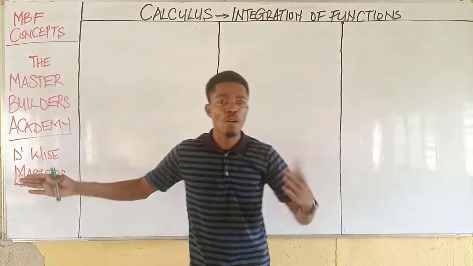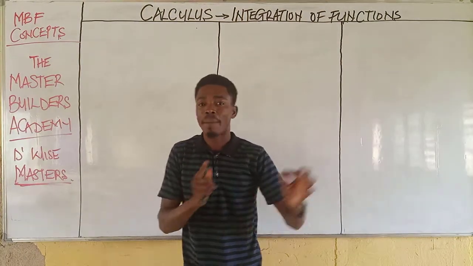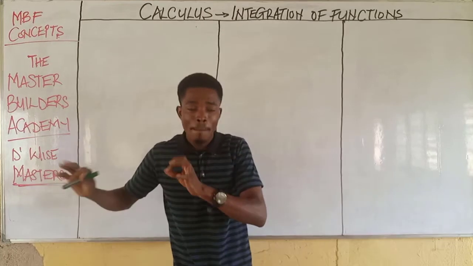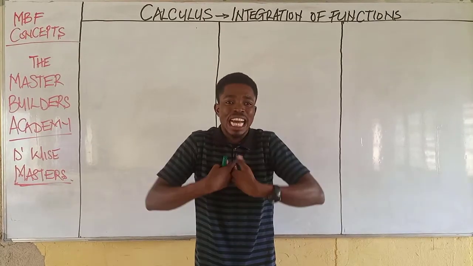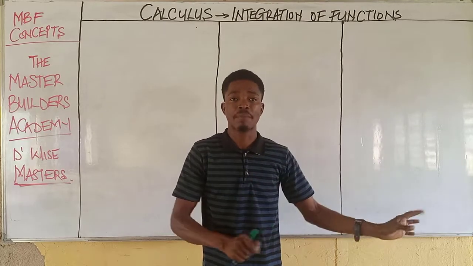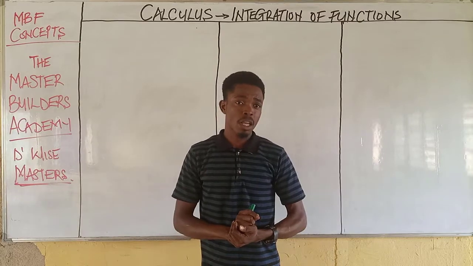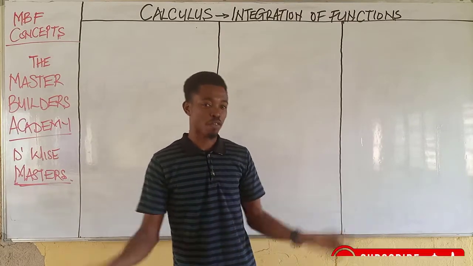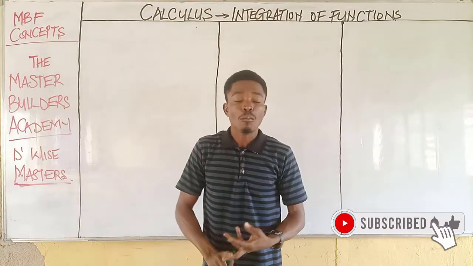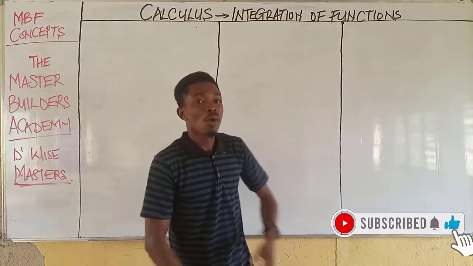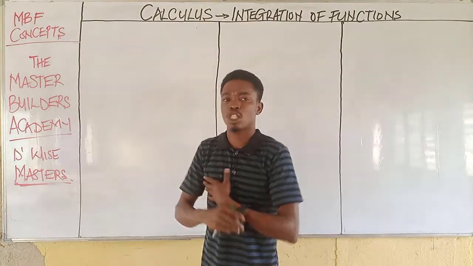So when 2 or more functions come together in integration, it is either they come together by addition, by subtraction, by multiplication, or by division. So if they are related by any of these 4 signs, they have their respective rules that they obey. So we have integration of function of a function, we have integration of polynomial functions, we have integration by parts, we have integration of partial fractions, we have integration by substitution.